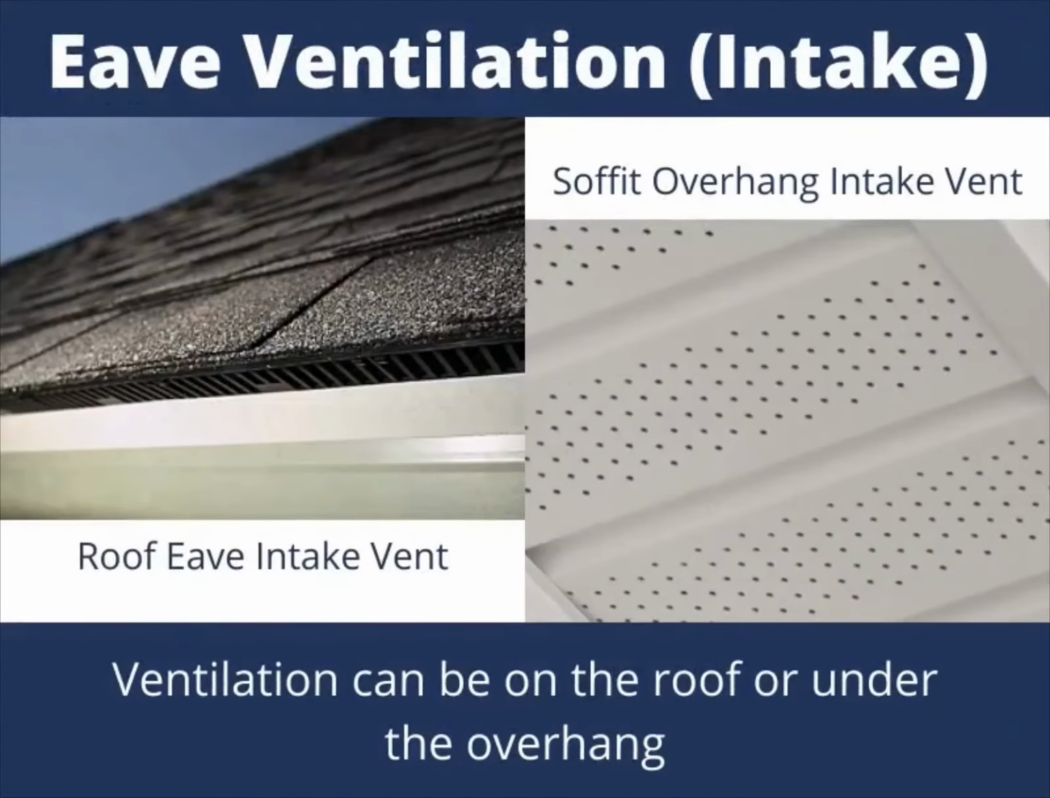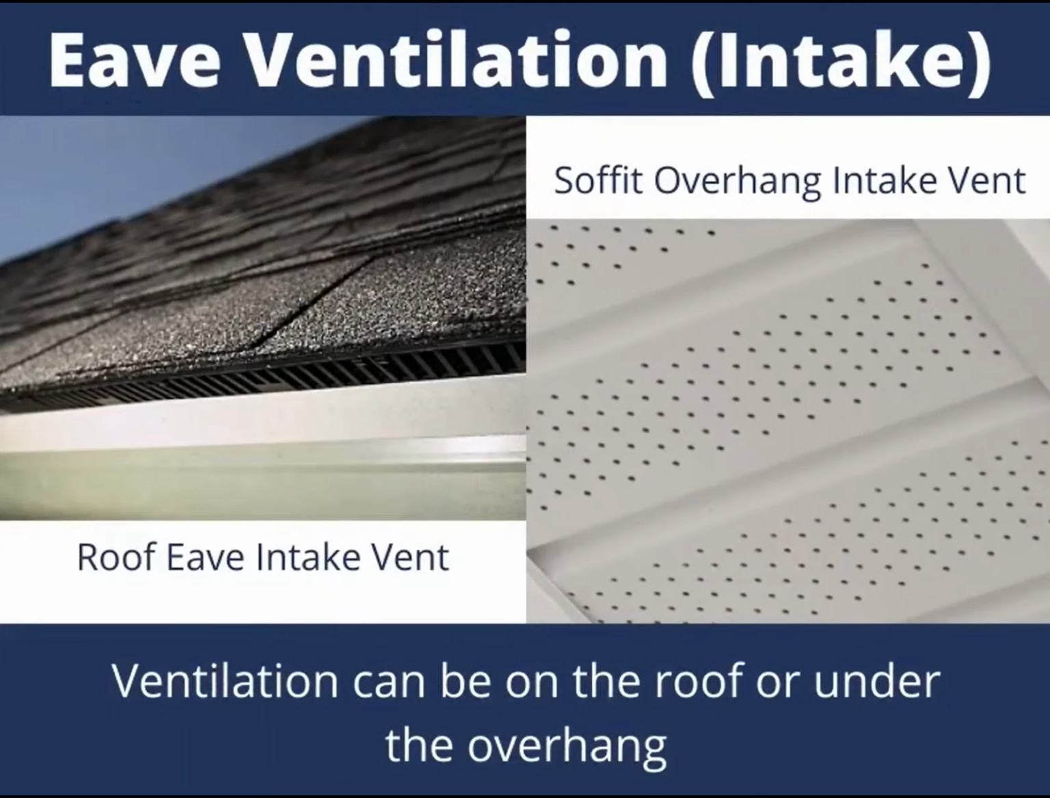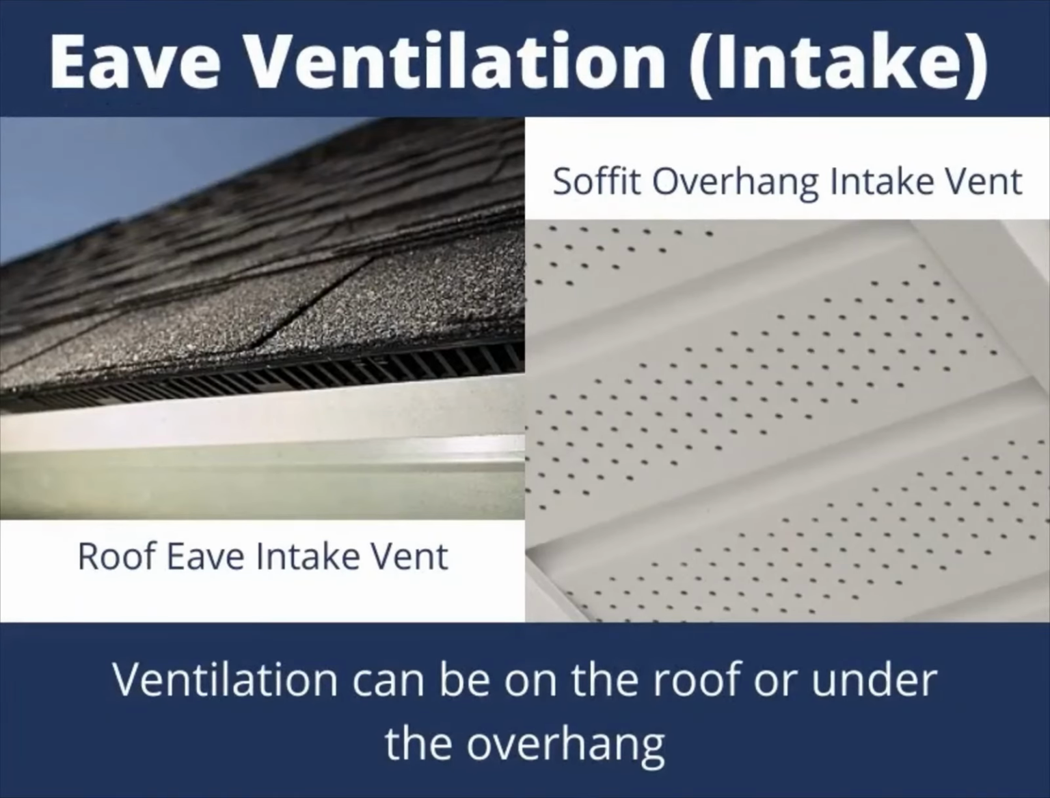There are two main groups of eave ventilation. One would be an eave or edge vent, which runs along the bottom edge of your roof, or the other one would be soffit ventilation, which is essentially ventilation in the underside of the overhang on your house.